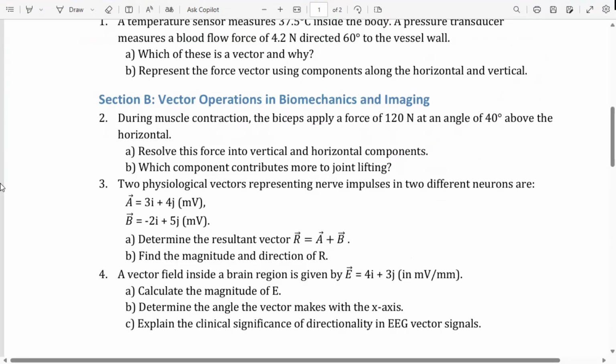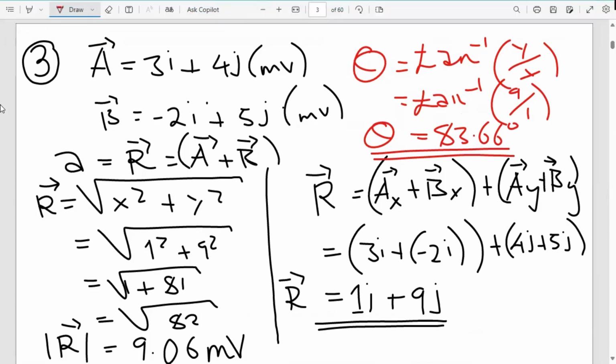So question 4 is saying a vector field inside a brain region is given by vector E being equal to 4i plus 3j in millivolts per millimeter. Calculate the magnitude of E. Determine the angle the vector makes with the x-axis. Explain the clinical significance of directionality in EEG vector signals. Okay, part C is theory. You just have to read the theory, understand, and give your answer. There's not much physics in there. So let's solve the first two parts first. That's question 4.